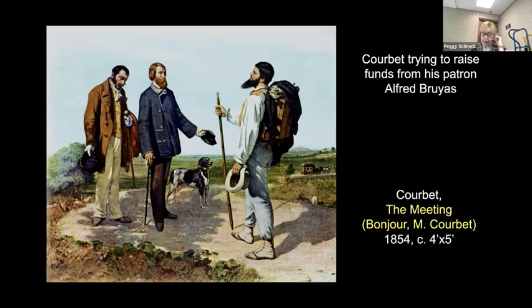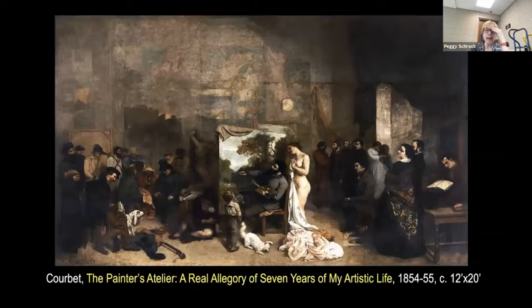And so Courbet resigned himself to having to sort of go back and submit works. And out of that, we get one of the most bizarre paintings of the century, certainly one of his most bizarre paintings. And that is the Painter's Atelier, a real allegory of 7 years of my artistic life. There has been a great deal written about this painting as people try and figure out what he's trying to say here, because it's very confusing.